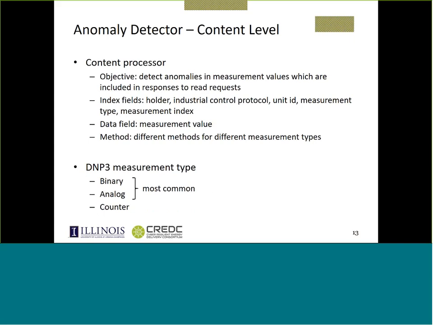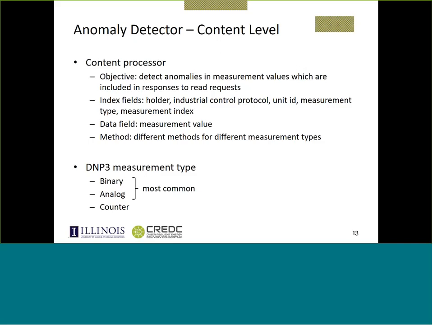And the content level anomaly detector is also the most complicated one among the three. The objective of the content level anomaly detector is to detect anomalies in measurement values which are included in responses to read requests. Those are the measurements collected by the field devices and sent back to the control center. As usual, the input data has a set of index fields here, such as the IP of the holder of the measurement, which is the IP of the field device that sends the measurement, and of course the industrial control protocol, the unit ID, the measurement type, and finally the measurement index. And the data field here is simply the measurement value.